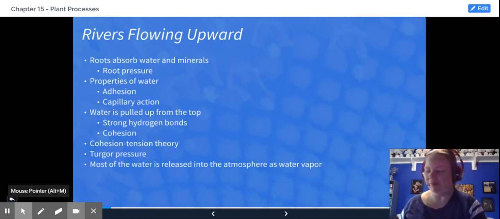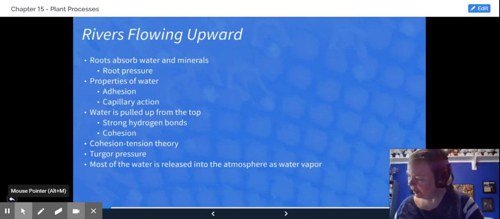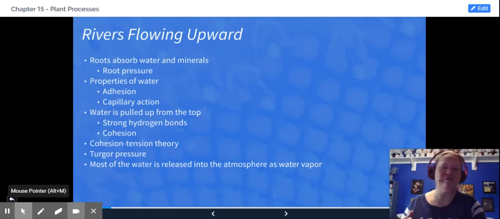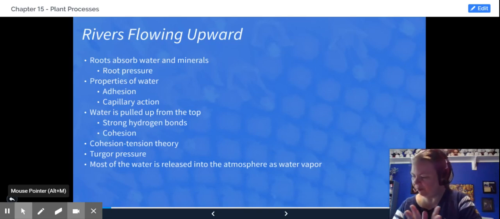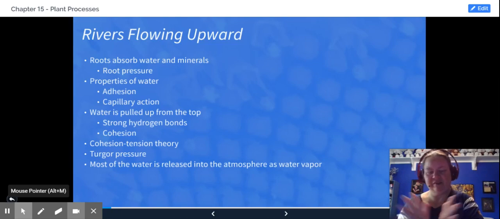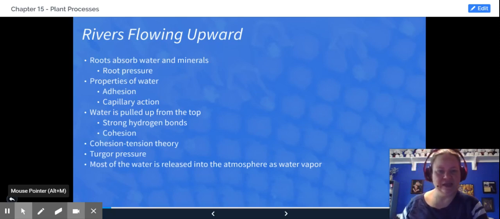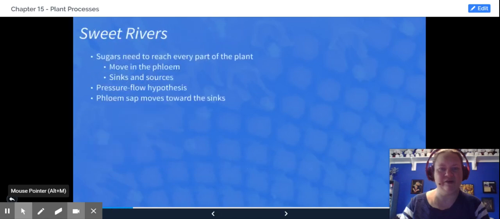As water is moving up the xylem, water will enter into the central vacuole. Remember, the plants are going to stay plump and firm because of something called turgor pressure, and that's where the water inside the central vacuole is pressing outward. Okay. And just remember that most of the water is released into the atmosphere as water vapor.